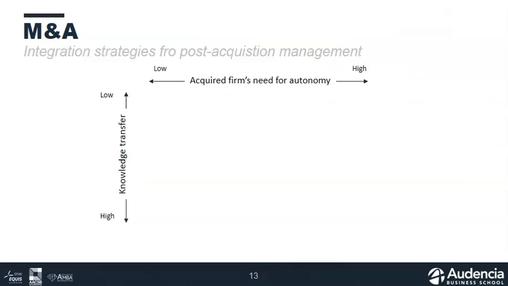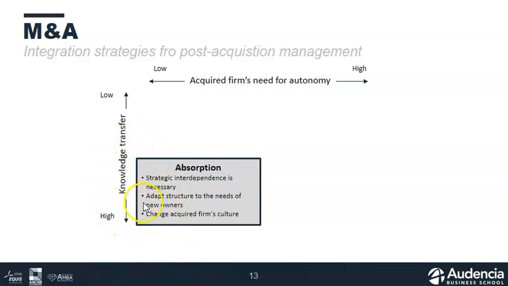So if we were to look at different integration strategies, how we go about integration, we can look at these on two axes. We can look at this need for autonomy on one axis, and we can look at the need to transfer knowledge. How important is knowledge transfer from the acquired organization? And there's basically three or four different strategies.